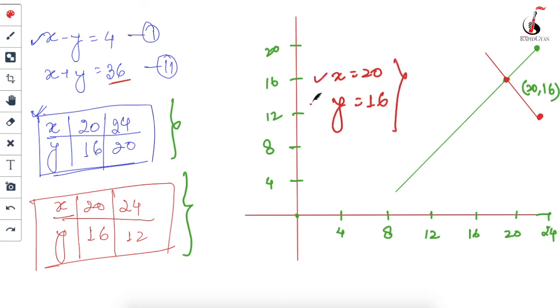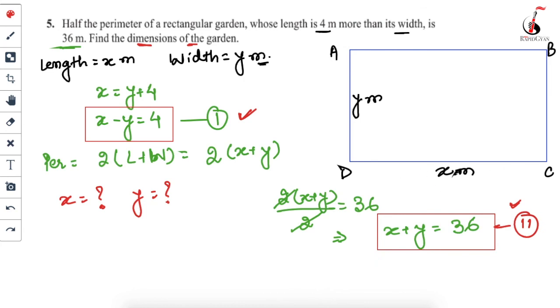And what are x and y? X is the length, so the length will be 20 meters and the width will be 16 meters. That's your answer. Hope it's clear.